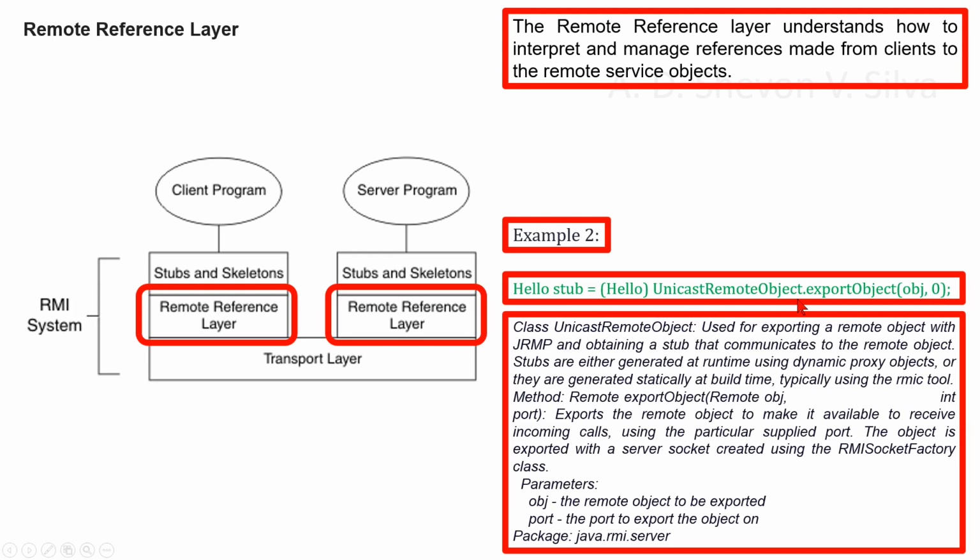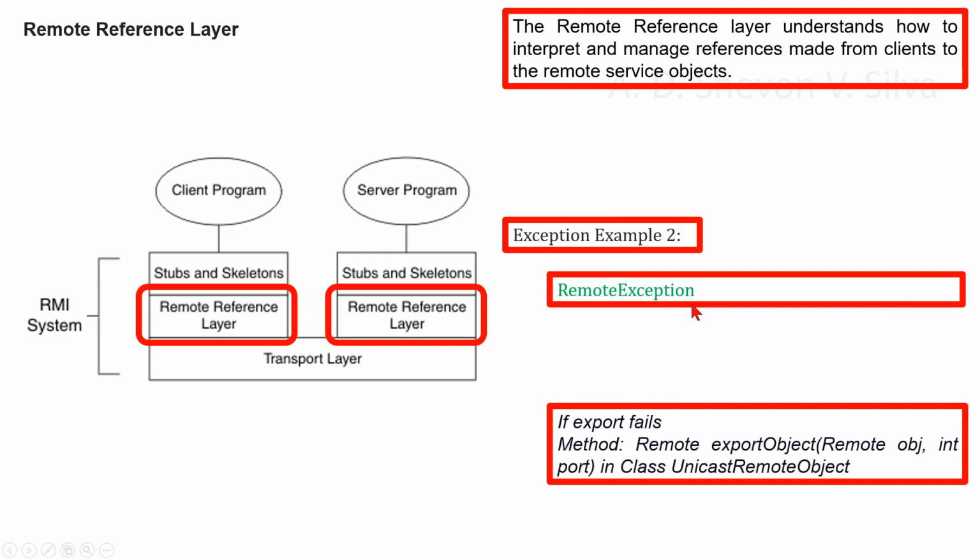This is in the package java.rmi.server. As an exception example too, we can consider RemoteException, thrown if export fails in the method exportObject(Remote, int) in the class UnicastRemoteObject.